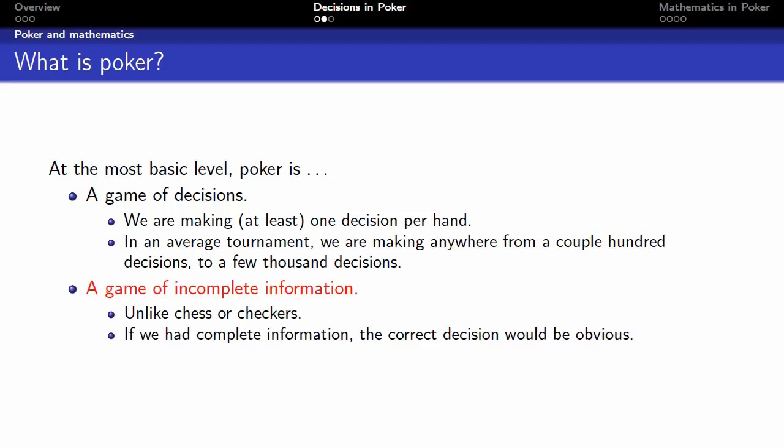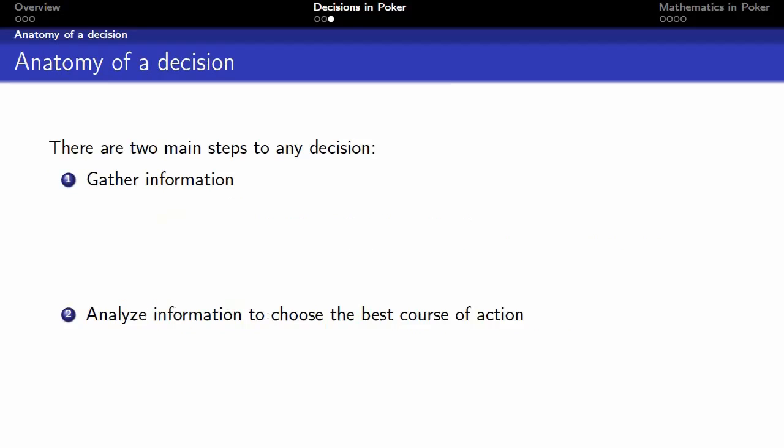So let's actually look at the decision-making process. In any given decision, there's really two main steps. You gather the information, and then you analyze the information and choose the best course of action. Now, the gathering of information usually happens long before you're actually faced with a decision.